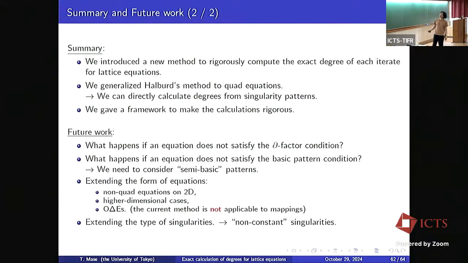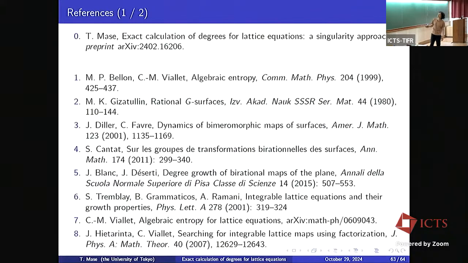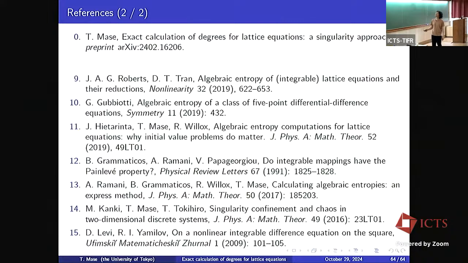And in some cases, we need to extend the type of singularities because we are short of the number of linear equations. Okay, and this is the reference list of this talk. So thank you.